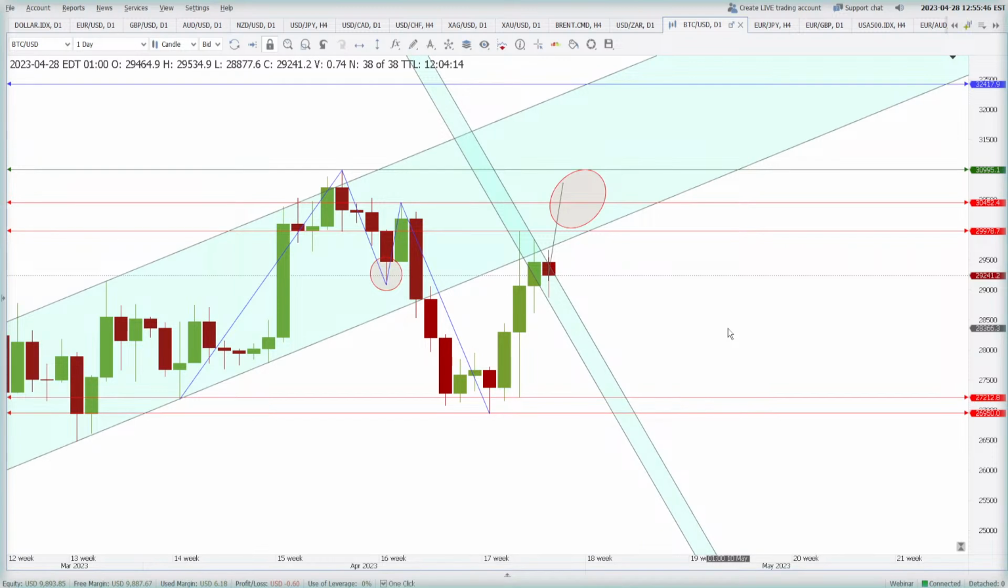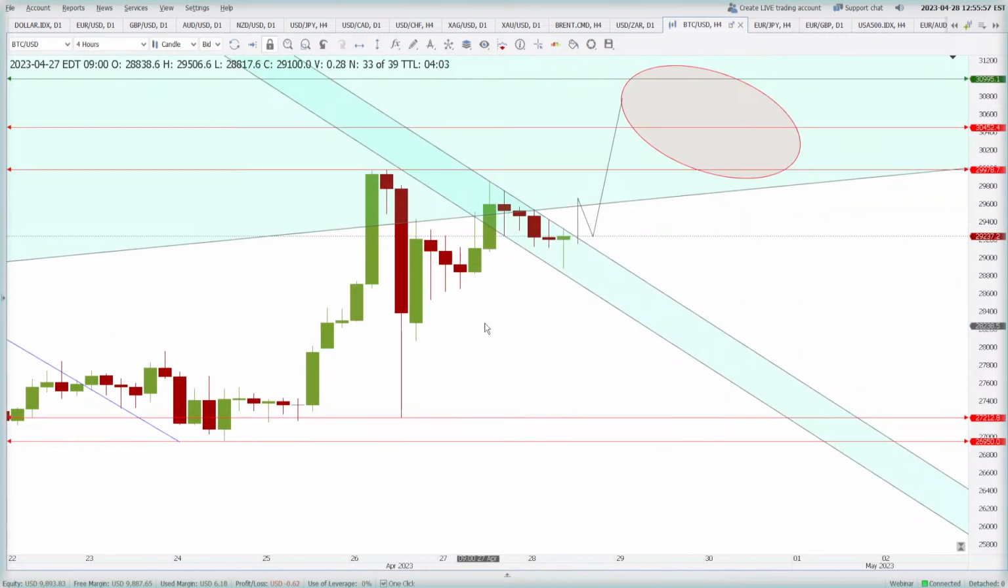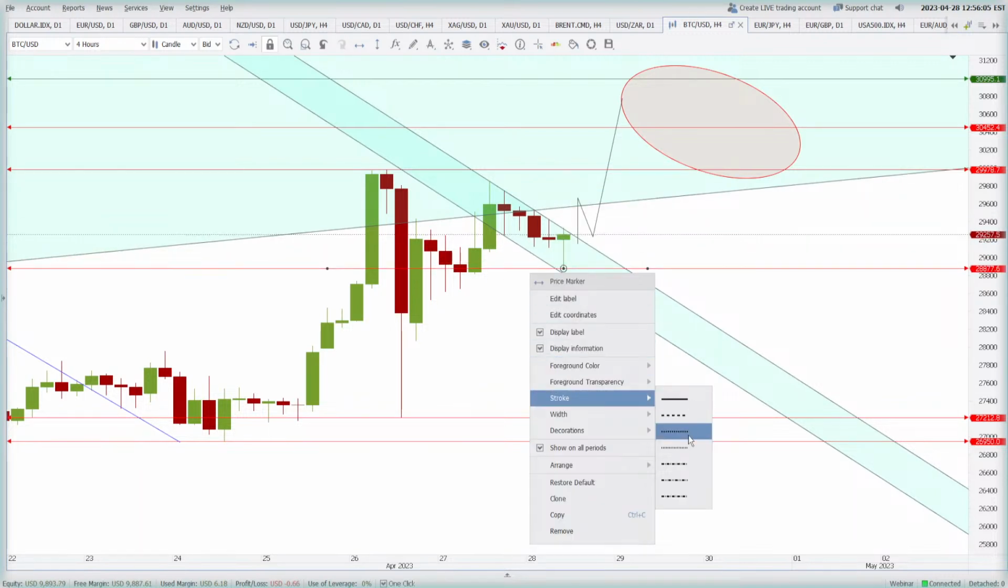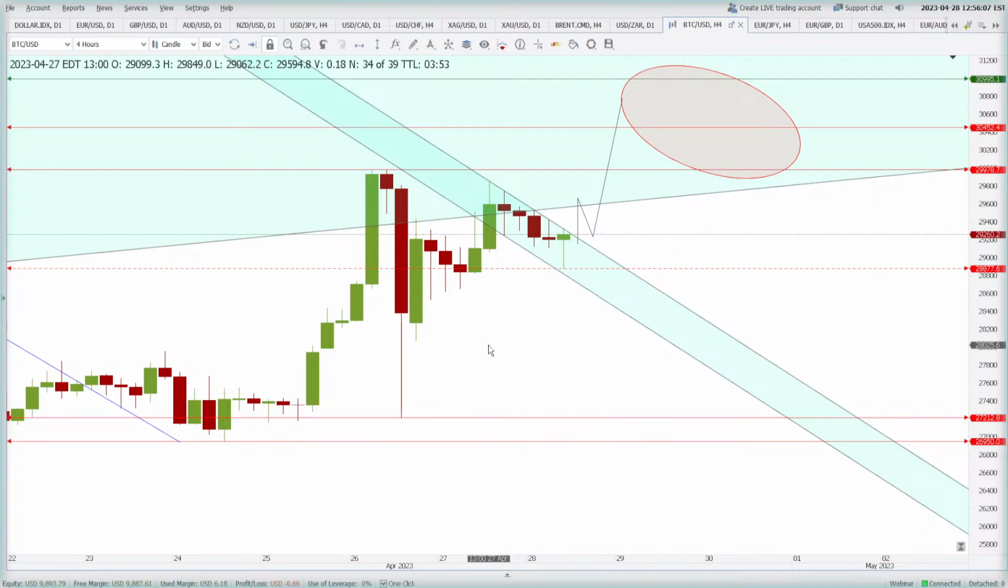All right, so 29,978 is the resistance, and support is 27,212, and on the way up, the recent low that the price has made should be acting as a support. So this should be a support, and the stroke should be like this. All right, guys, I hope everybody is getting what I am trying to say here.